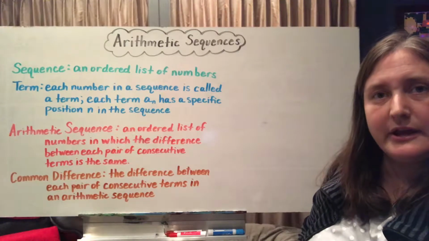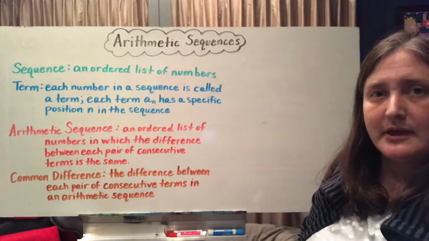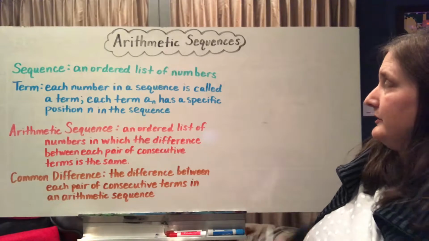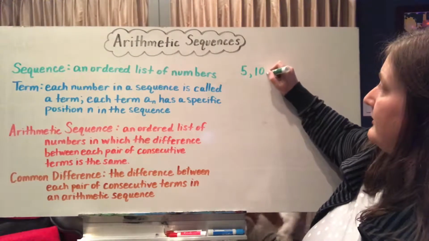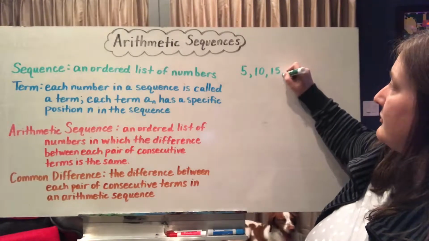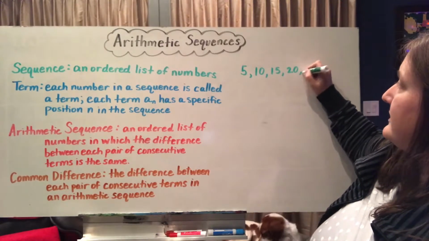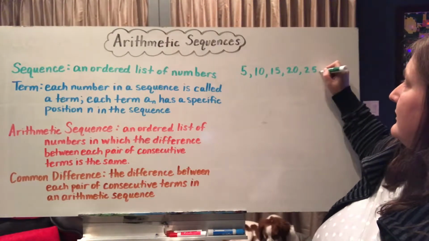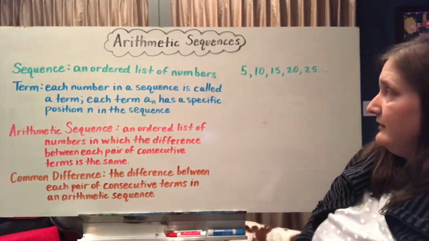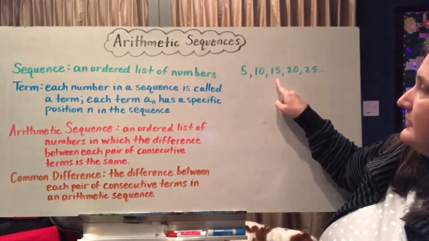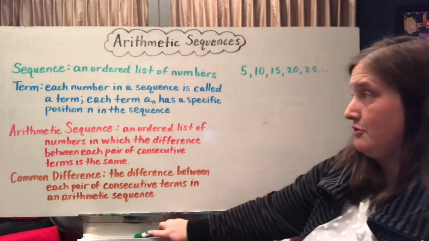Today we're going to take a look at arithmetic sequences. Sequences are an ordered list of numbers. So this would be an example of a sequence because the numbers are getting larger as the sequence continues. So it's ordered. Now, each of these individual numbers in this sequence is called a term.